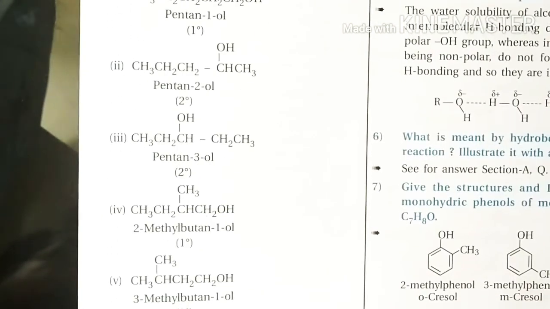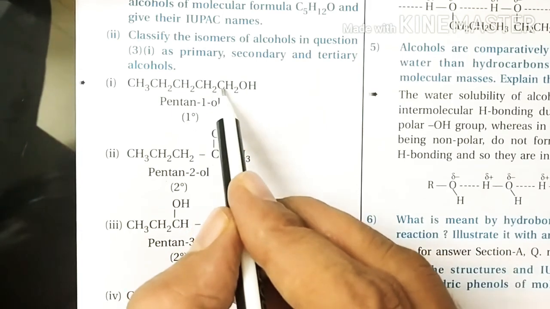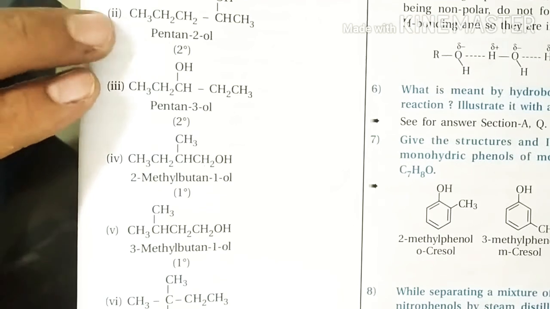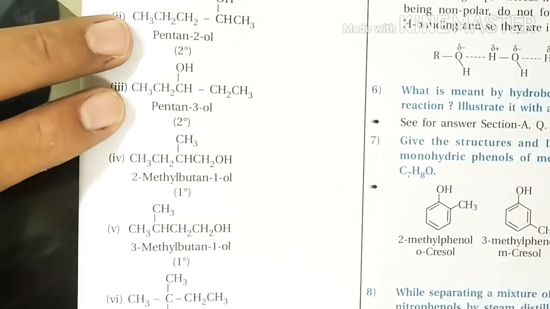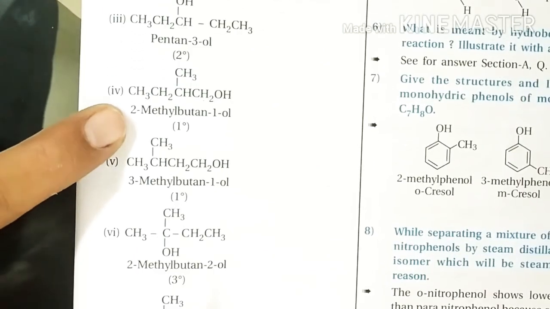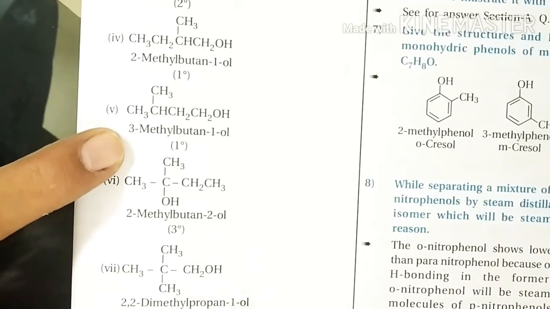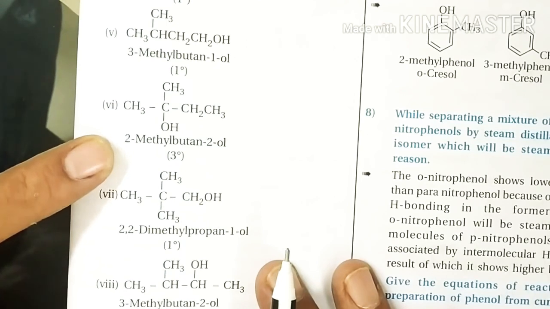Once again, in this case the OH-connected carbon is sp3 hybridized and is connected with 1 carbon, so it's primary. Pentan-2-ol and pentan-3-ol, these 2 compounds are secondary in nature. Next one is primary in nature because the OH-containing carbon is connected with 1 carbon. This is also primary in nature. In the same way, in this compound the OH-connected carbon is connected with 3 different carbons, so it's tertiary in nature.